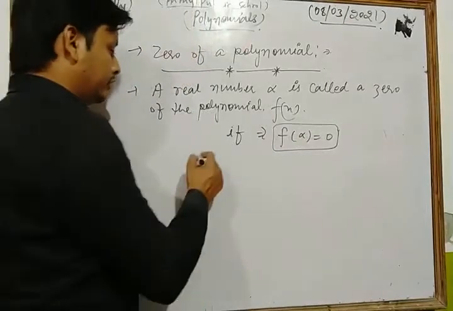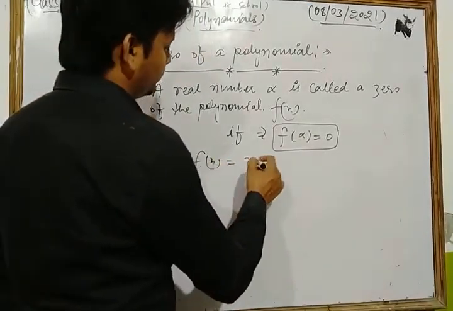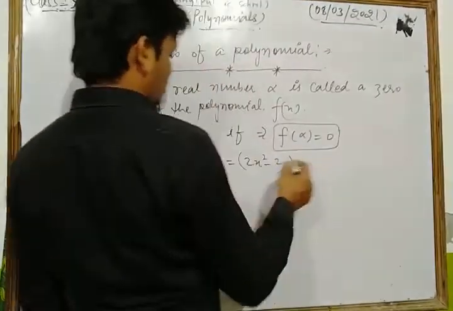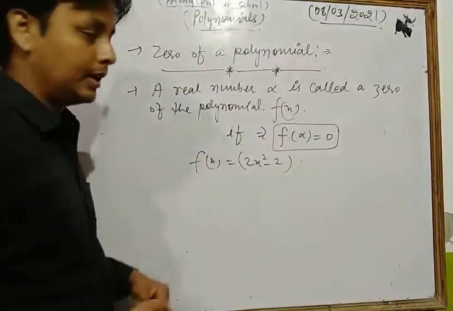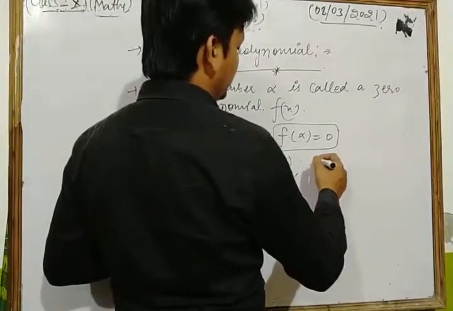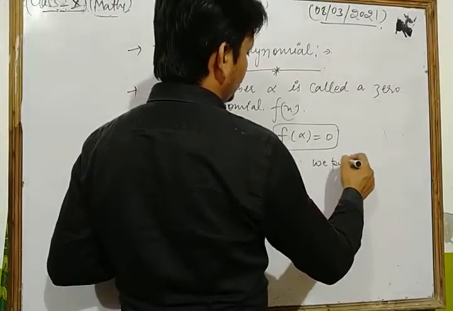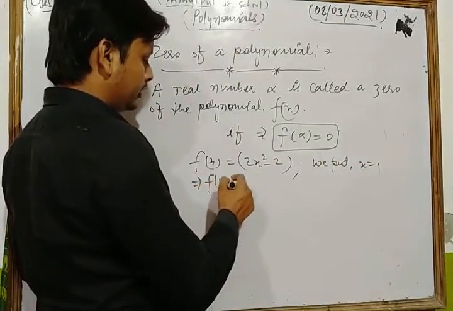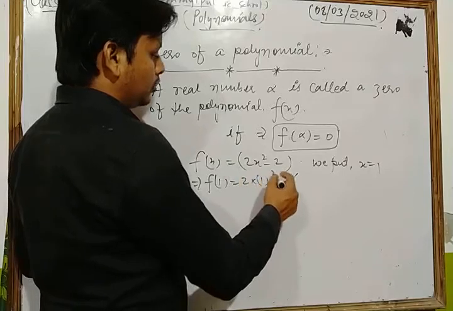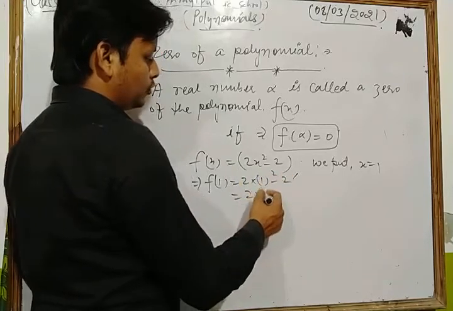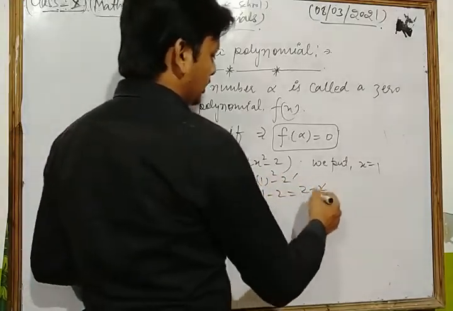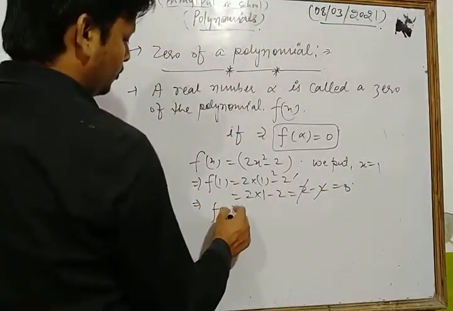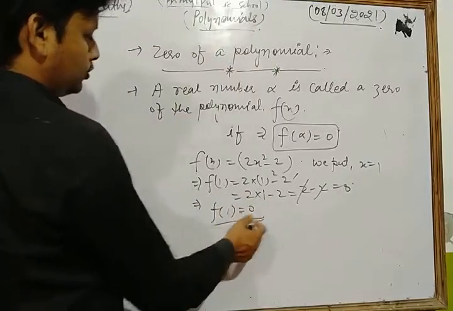Suppose that we have a polynomial f of x equal to 2x square minus 2. Suppose that if we put x is equal to 1 in that polynomial, so we get f of 1 is equal to 2 into 1 square minus 2, that is 2 into 1 minus 2, that is 2 minus 2, that now cancel each other, so this is 0, that is f of 1 must be equal to 0.